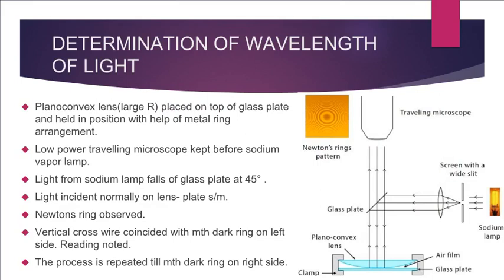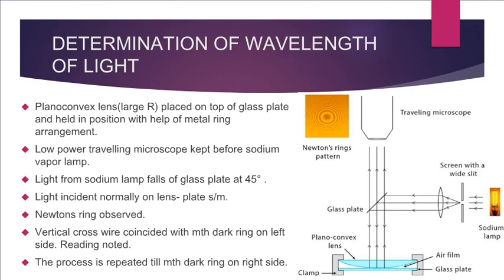The source of light S is switched on. The light is made parallel by a converging lens. The light is made to be incident on a glass plate inclined at 45 degrees with respect to the horizontal plane. Light reflected from this plate falls normally on the lens glass plate system.